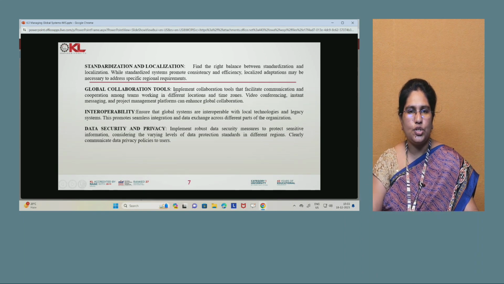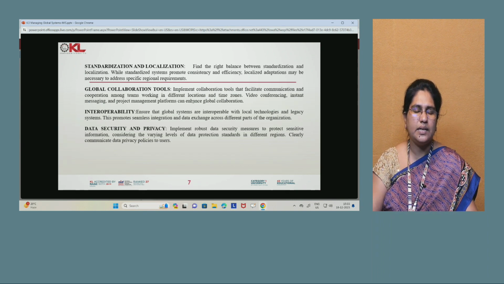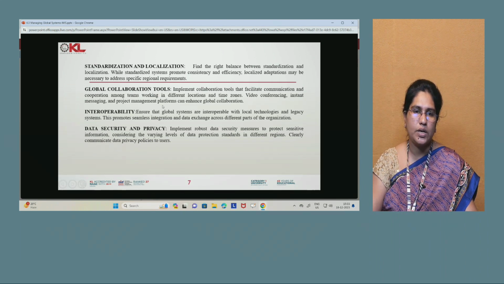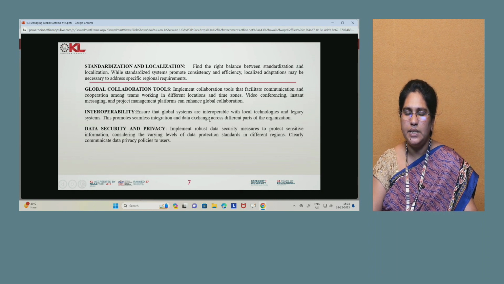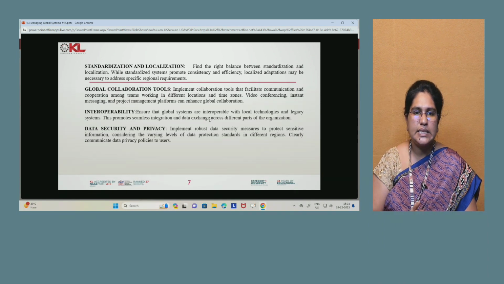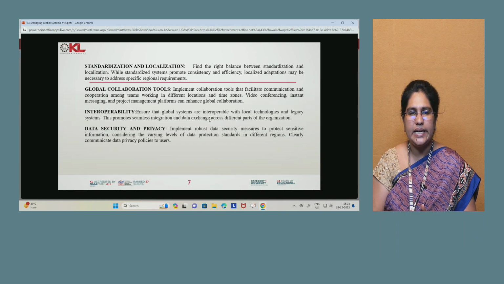So global collaboration tools. This involves the implementation of collaborative tools that facilitate communication and cooperation among teams working in different locations and time zones. So video conferencing, instant messaging and project management platforms can enhance global collaboration. Interoperability. This ensures that global systems are interoperable with local technologies and legacy systems. This promotes seamless integration and data exchange across different parts of the organization.